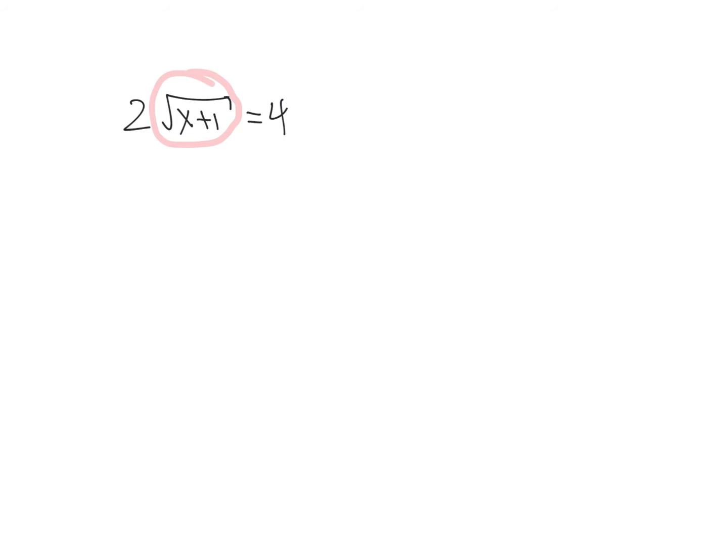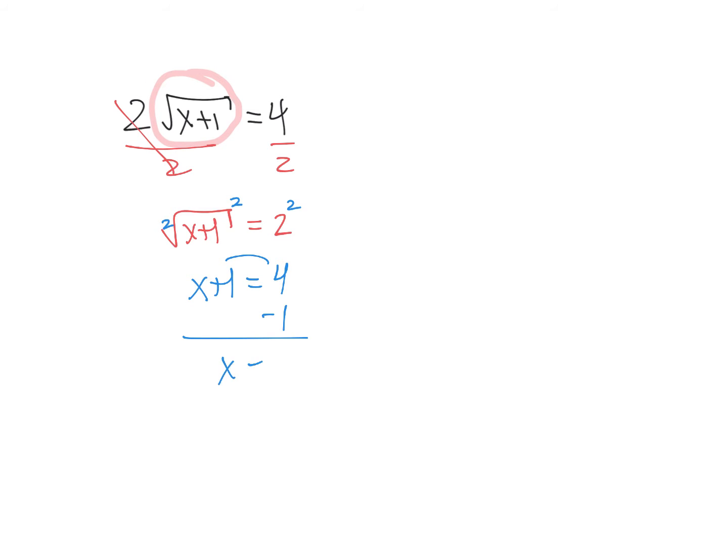So when I do that, I'm going to have to divide by 2. And 2 divided by 2 is 1. So now I have the square root of x plus 1 equals 2. Now, to take the inverse of a square root, we have to take the power of 2. That's the inverse. So we have x plus 1 equals 4. Subtract 1. So x equals 3.